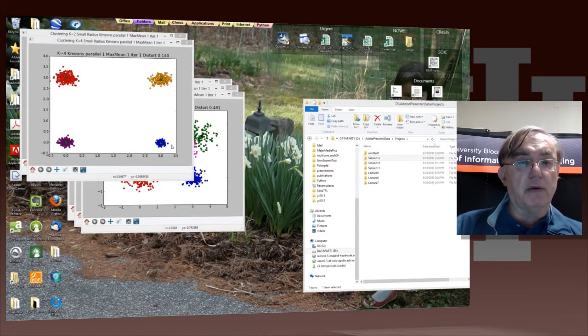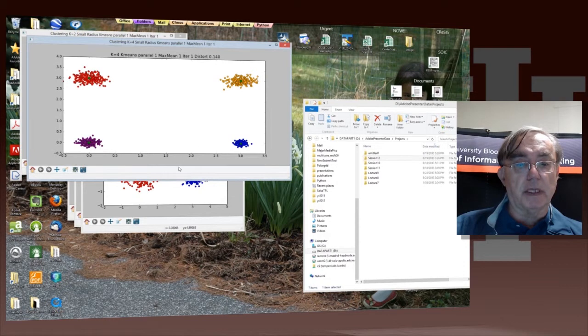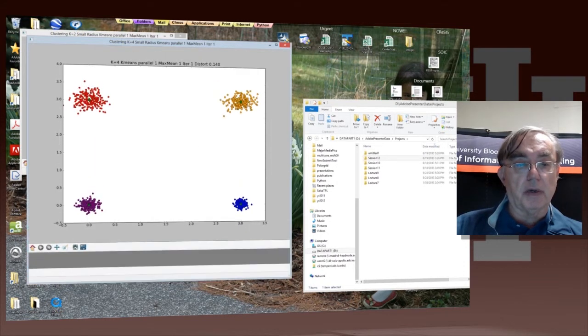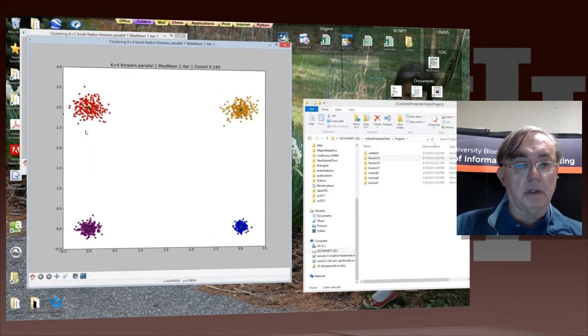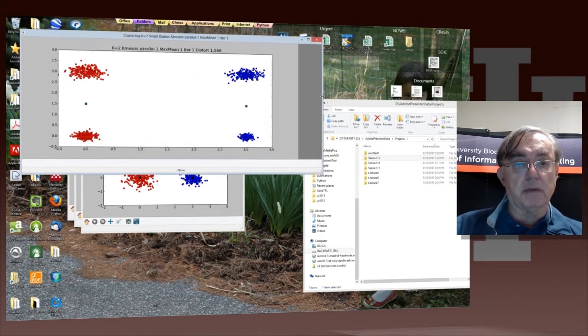Here we have k equals 4. With 4 clusters in the small radius case, we got what we might have hoped. Each of the generated clusters becomes 1 found cluster. So that one ran okay even with 1 iteration. So it's essentially optimal. Now remember, this is the one we discussed.